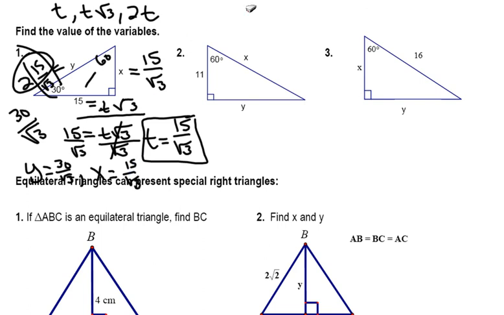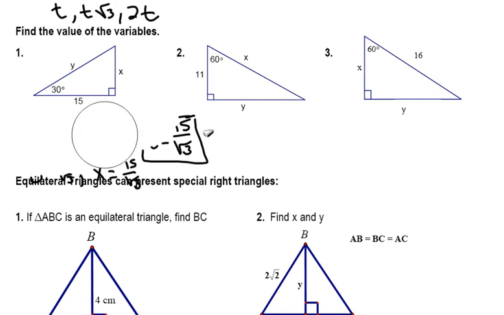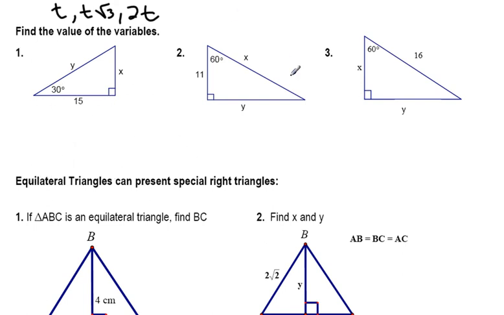Okay, let's try it one more time with example number 2. Remember, our first step, this is a 30, 60, 90. Our first step is to label each side as t, t square root of 3, and 2t. Opposite the 30 is always called t. Opposite the 60 is always called t times the square root of 3. And opposite the 90 is always called 2t. So our goal is to find the side that has a number next to it. So that's 11.